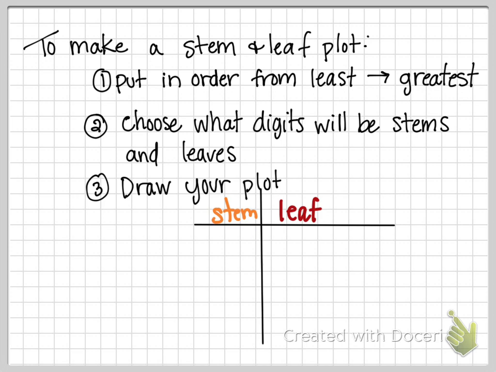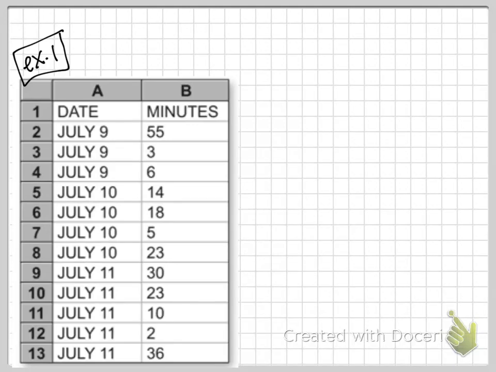I'm going to pause this for a second. All right, so in this example, this set of data is the length of different phone calls. The minutes are showing the length of different phone calls over the course of these days. Our job is to make a stem and leaf plot of the lengths of these phone calls. So let's use our steps. Step 1 is to do what?